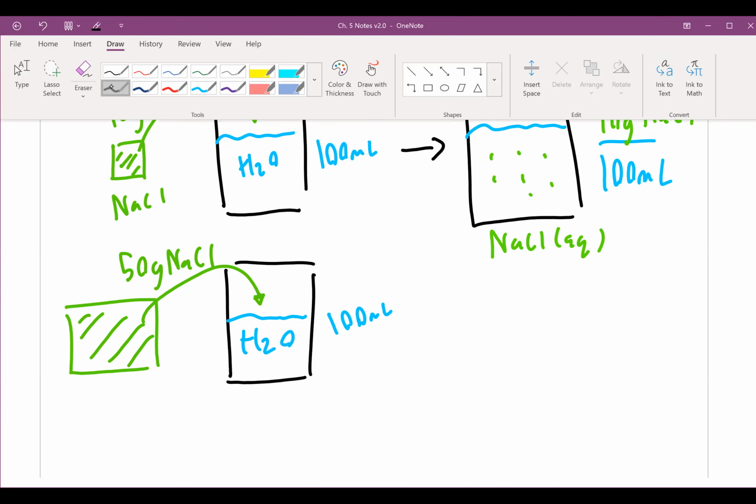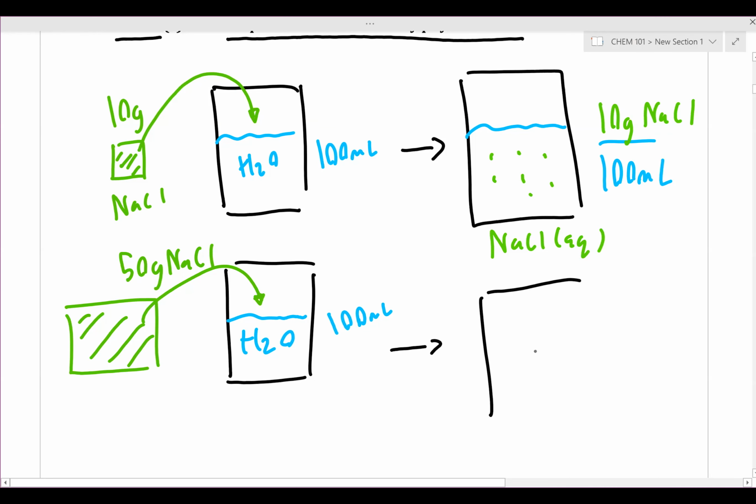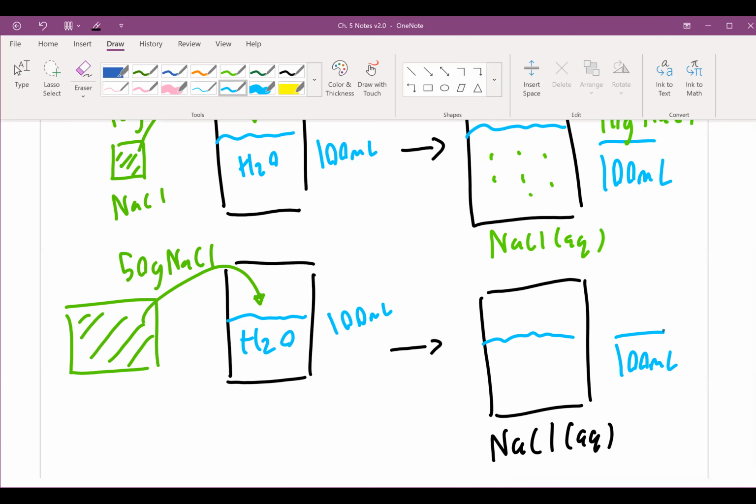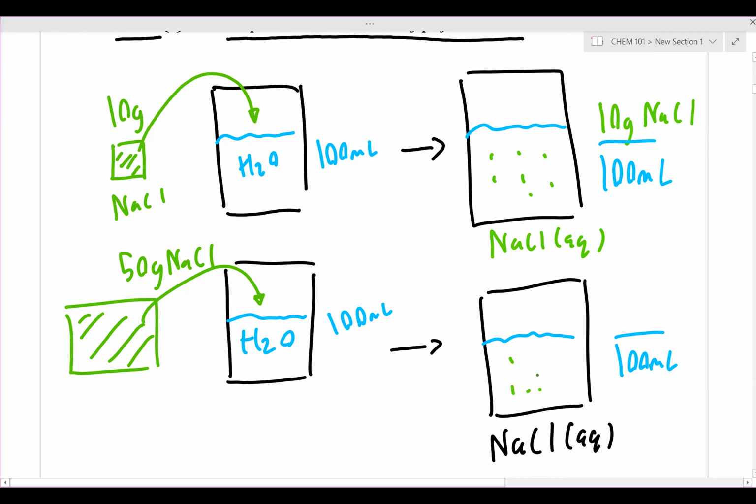Okay, let's look at our second example. We would also call this solution NaCl aqueous. However, these solutions obviously aren't the same, right? We still have 100 milliliters of water, 100 milliliters of our solution to work with, but how much sodium chloride have I dissolved into this solution? 50 grams. So then, even though both of these are solutions of sodium chloride and water, do they have a different composition? Do they have a different amount of sodium chloride dissolved?